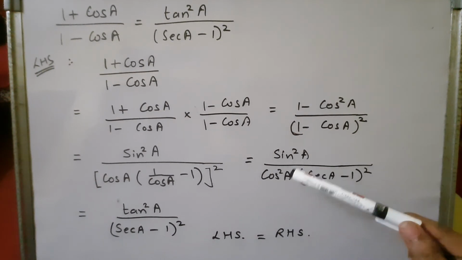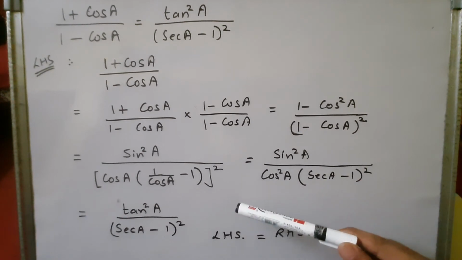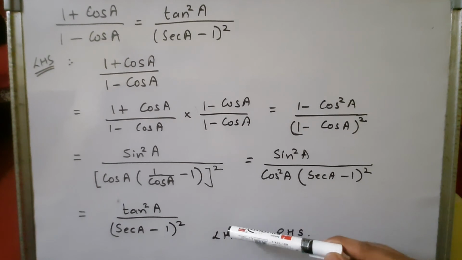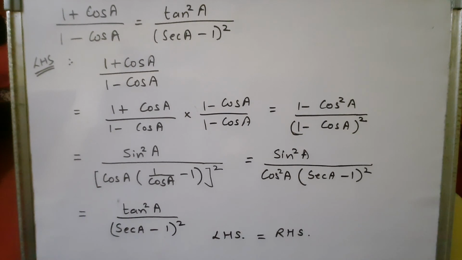And we know that sine square a upon cos square a can be written as tan square a. So then we will get tan square a upon sec a minus 1 to the whole square. Right children? So this is the right hand side, tan square a upon sec a minus 1 to the whole square. So now we can say that the left hand side and the right hand side are both equal to each other. Right children? Note down please.